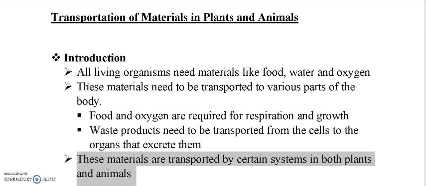In this chapter, we are going to talk about transportation of materials first in plants, and then we'll talk about animals.